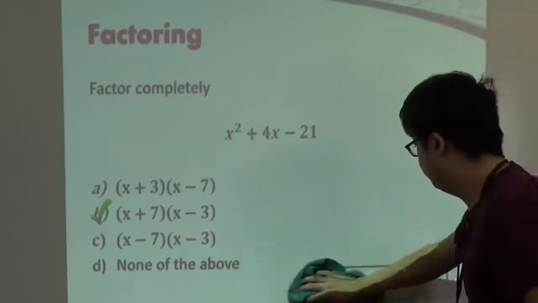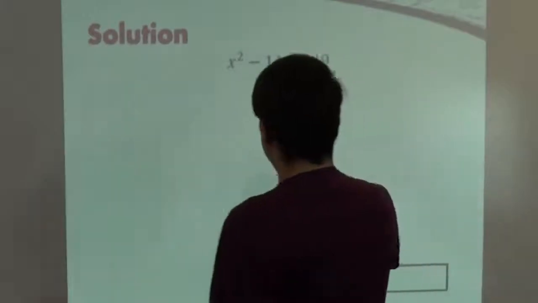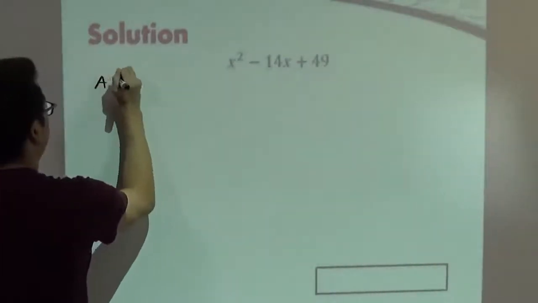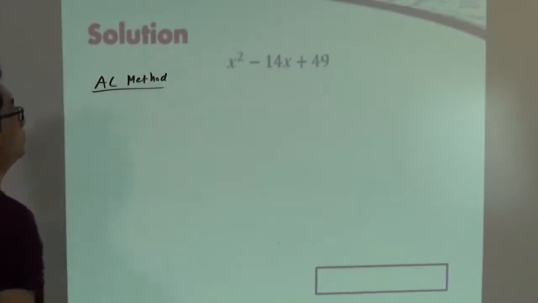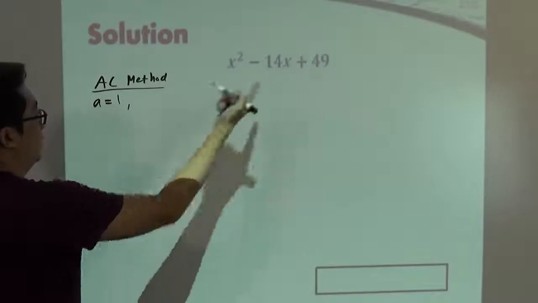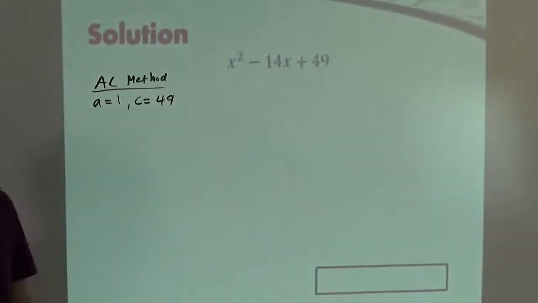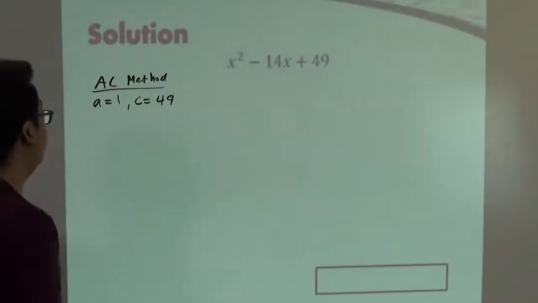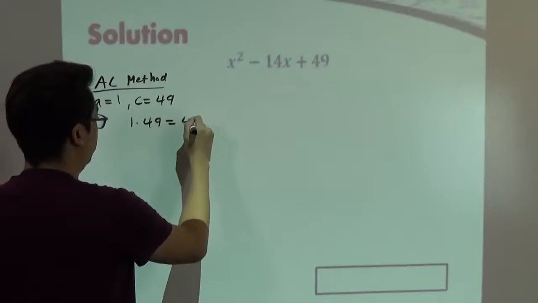Alright, let's do another one. So, x squared minus 14x plus 49. So again, we use the AC method. So we say our A term is 1, it's the coefficient in front of the x squared, and our C term is the last term, which is 49. So, now we multiply them. 1 times 49 gives us 49.